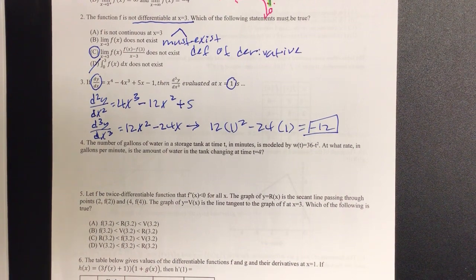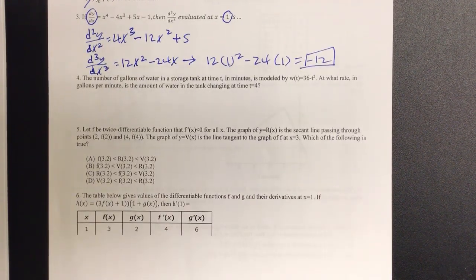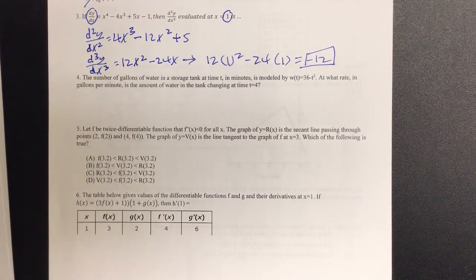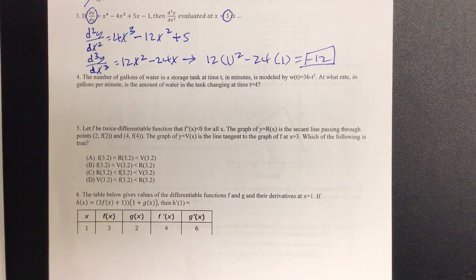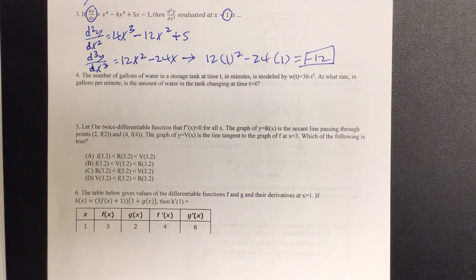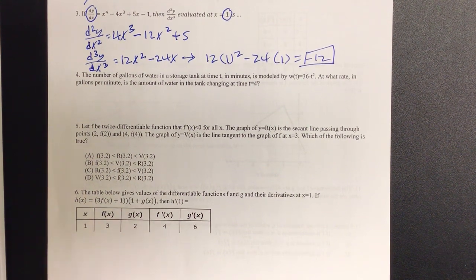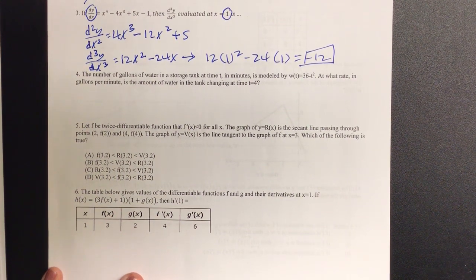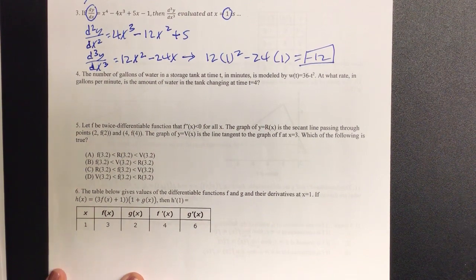Okay, Jason, let's read number 4. The number of gallons of water in a storage tank at time t in minutes is modeled by W of t equals 36 minus t squared. At what rate in gallons per minute is the amount of water in the tank changing at t equals 4?